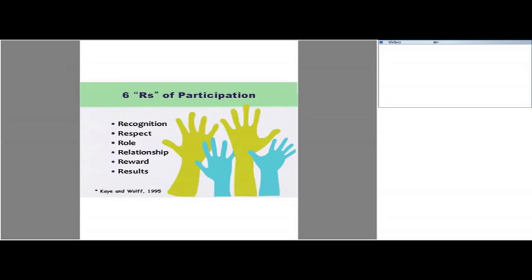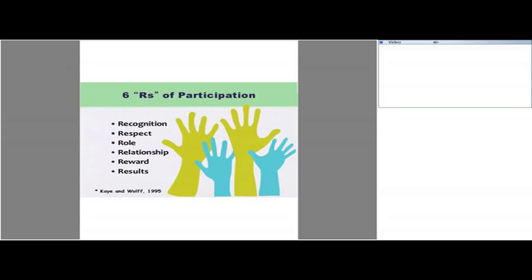I want to leave with one other activity that I think would be very helpful as you begin to work on recruiting members, and it's an activity called the 6 Rs of Participation. Again, not a new one, but one that I find works every single time I've ever tried it. So this comes from Kay and Wolf, and it's basically thinking of these 6 Rs that make participation work. So the 6 Rs are recognition, respect, role, relationship, reward, and results.